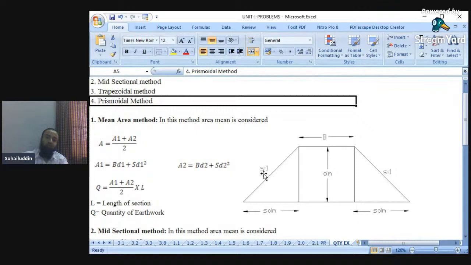This is nothing but the slope. Slope is again important. We are providing slopes on both sides of the road. So S stands for slope, S to 1, S to 1.